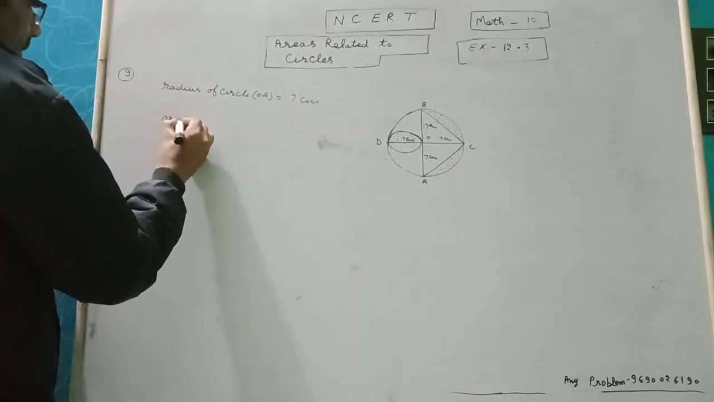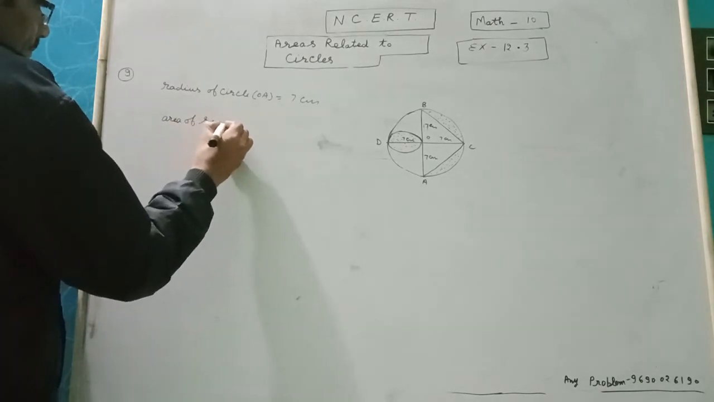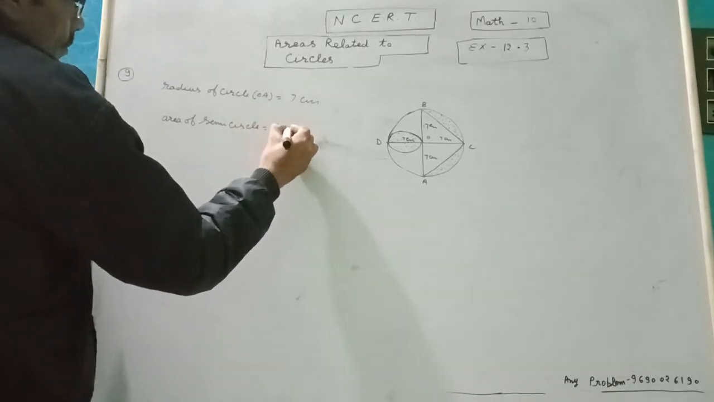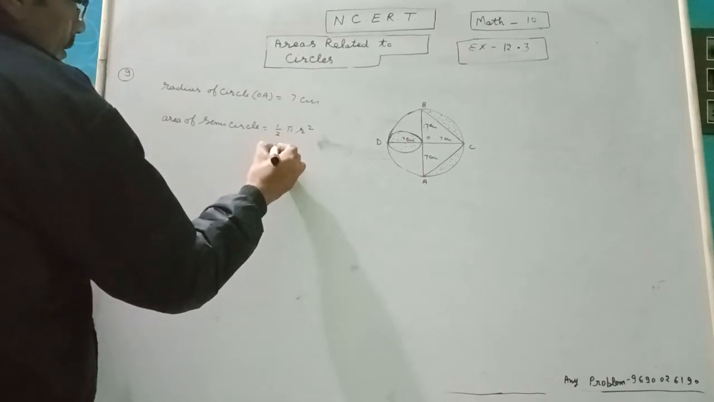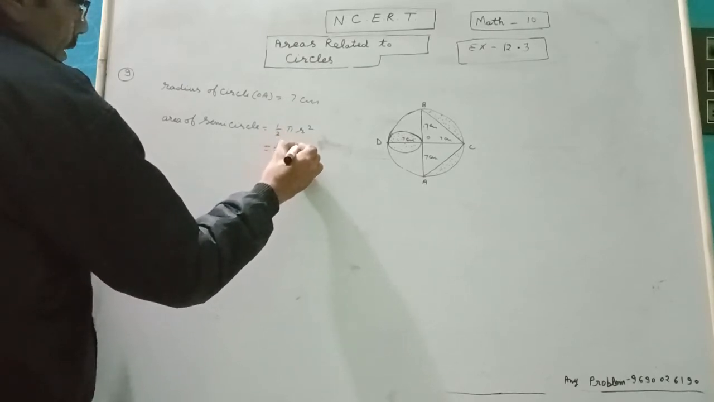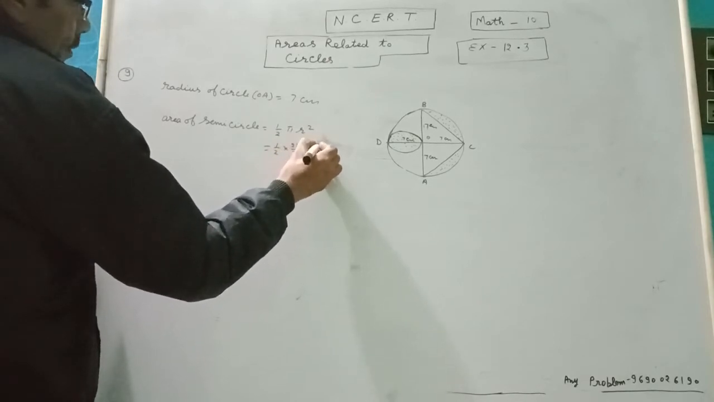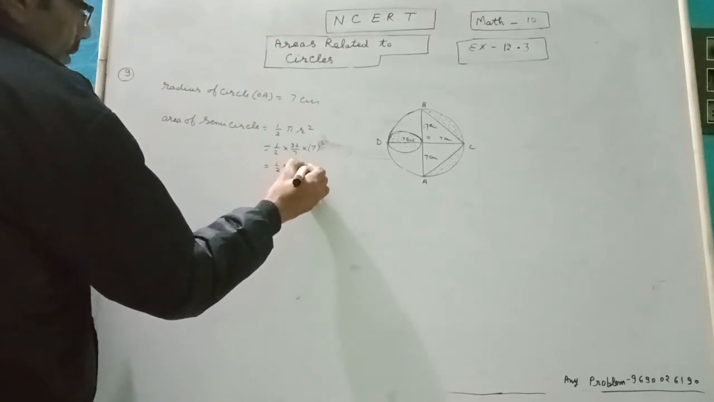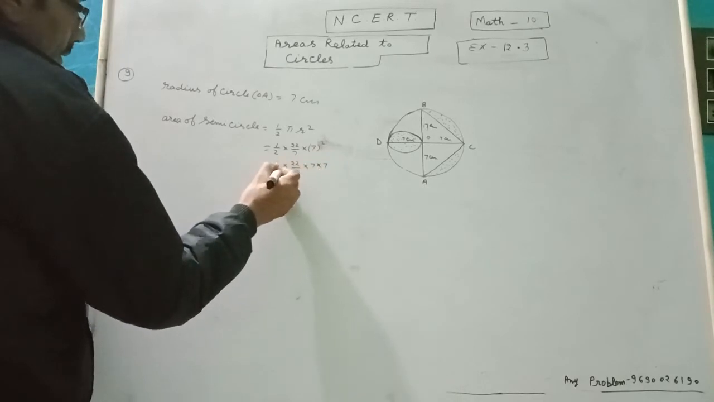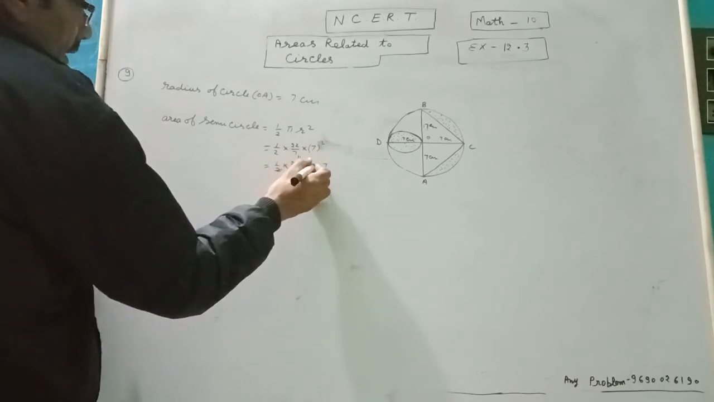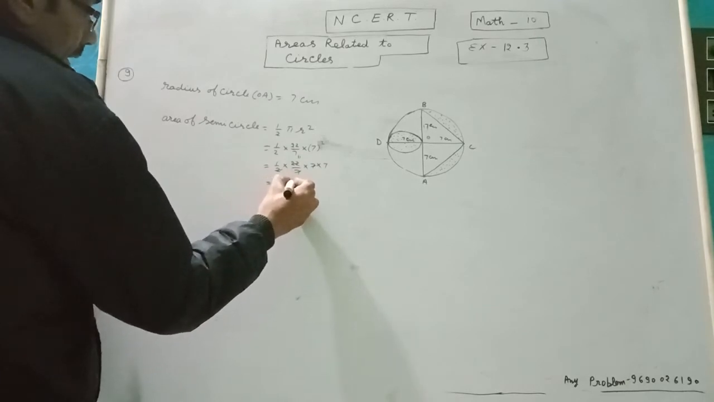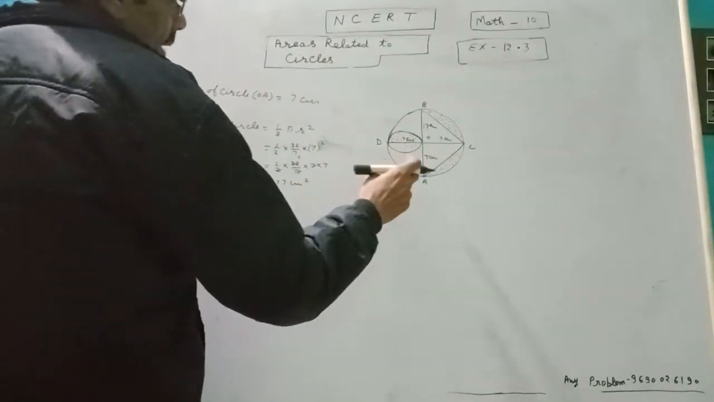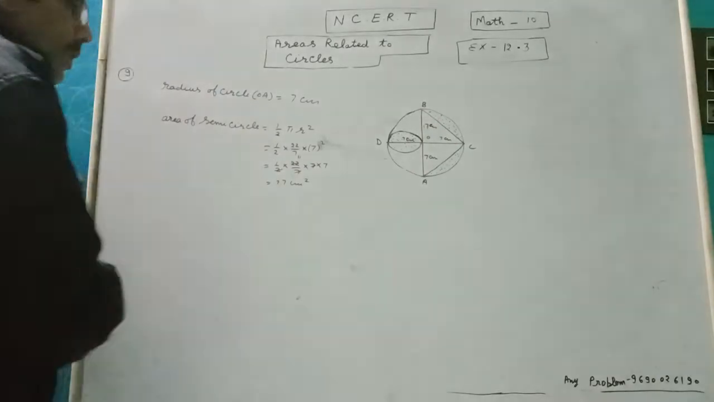Area of semicircle: 1/2 pi r square is the formula. 1/2 into 22/7 into 7 square. 1/2 into 22/7 into 7 into 7, 77 cm square is the area of semicircle ABC.